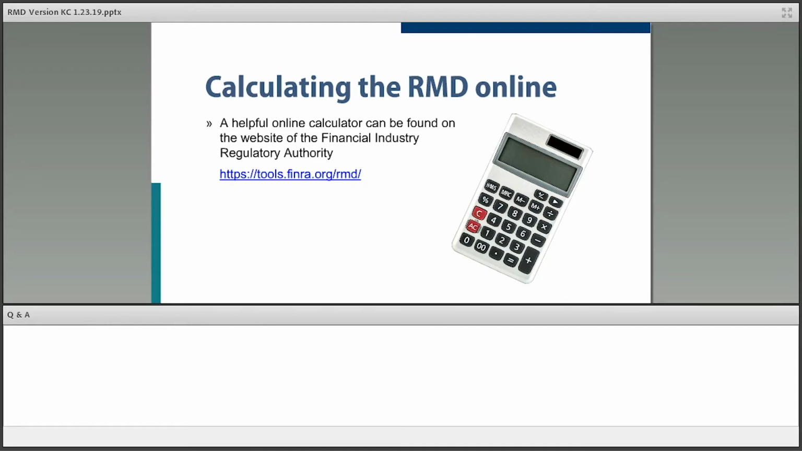It's https://tools.finra.org/RMD and then another /. And so you see that there. Maybe I'll just give it a quick second if any of you want to grab a pencil or a pen and jot that down. If you wanted to head to that website just for a fun exercise, they have, again, a really intuitive, really easy online calculator that you could use there.